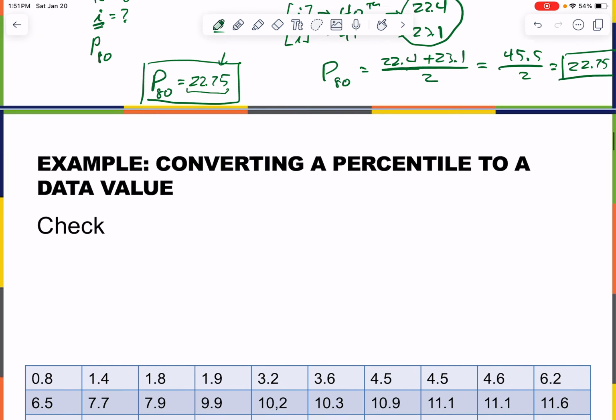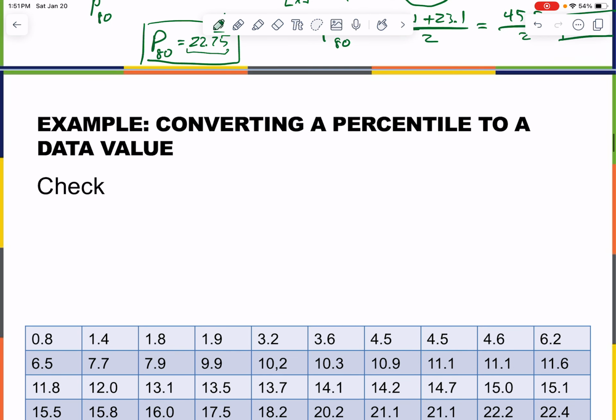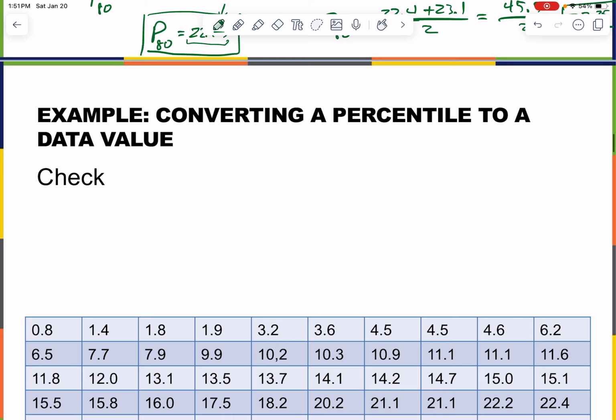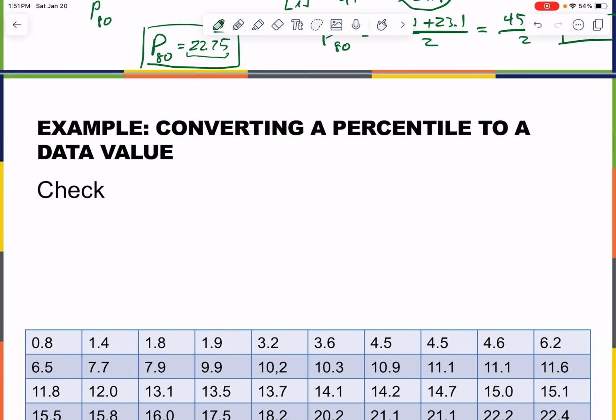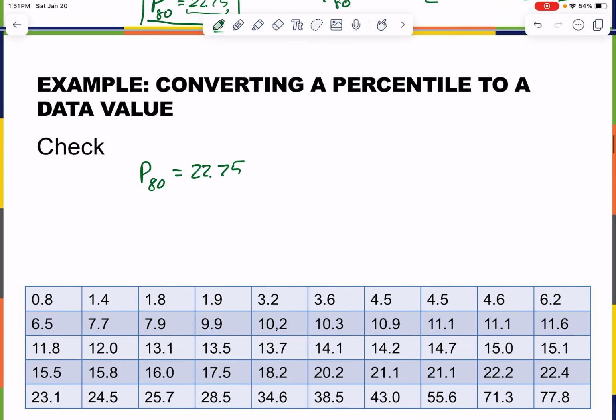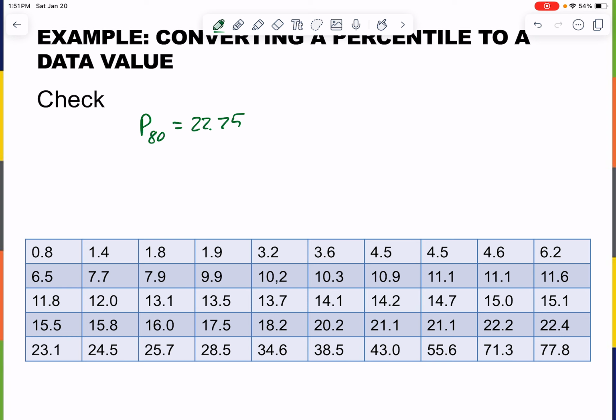Oh, check. Let's just check and see if 80% of the data is less than that value. So P80 equals 22.75. Let's count. So K equals x plus 1/2 y over n times 100. Let's see if we get 80 again.